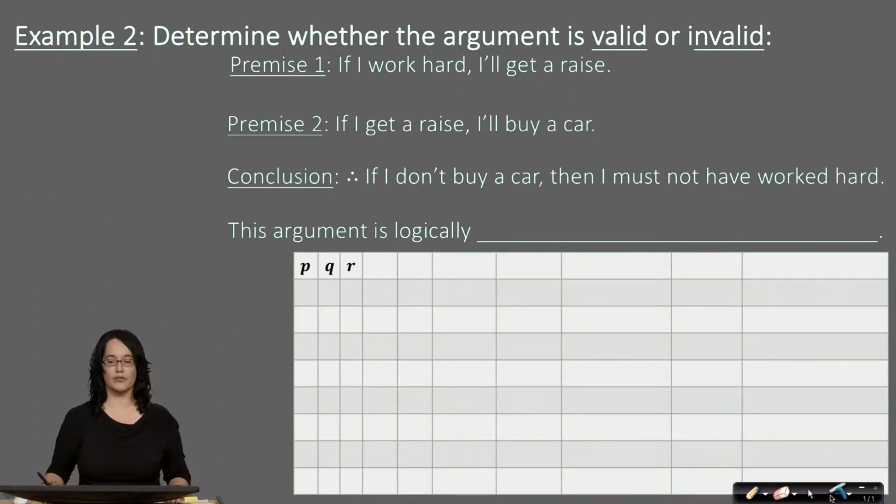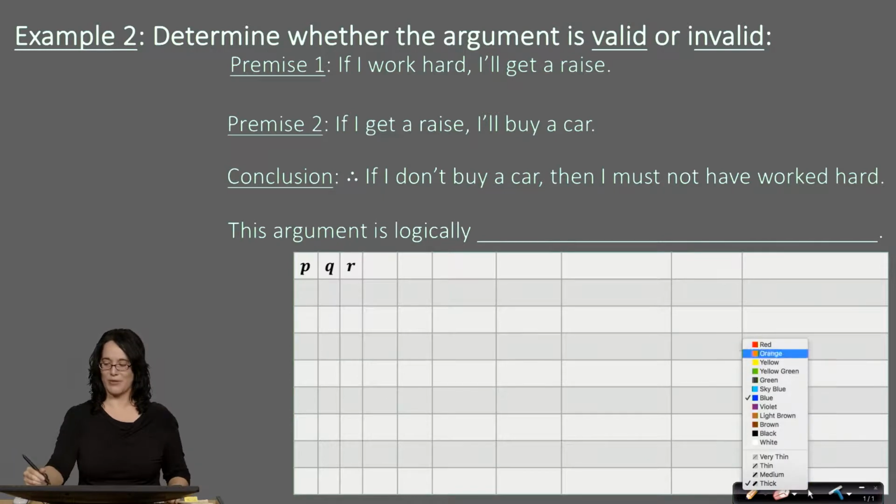Example 2. Determine whether the argument is valid or invalid. Premise 1. If I work hard, I'll get a raise. Premise 2. If I get a raise, I'll buy a car. Conclusion. If I don't buy a car, then I must not have worked hard. Ooh, that sounds a little harsh. And the question is, is this argument valid or invalid, right? Does the conclusion flow logically from the given premises, assuming that they're true?